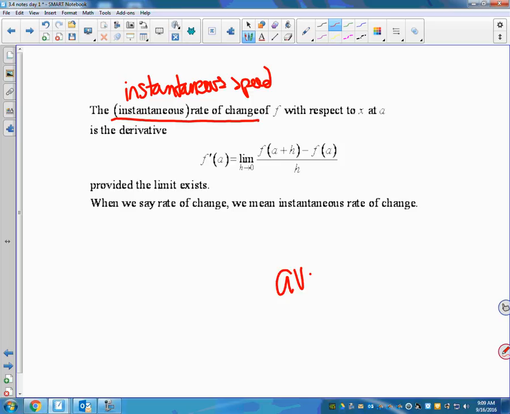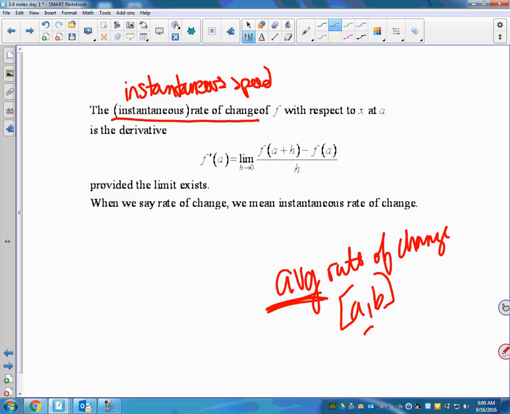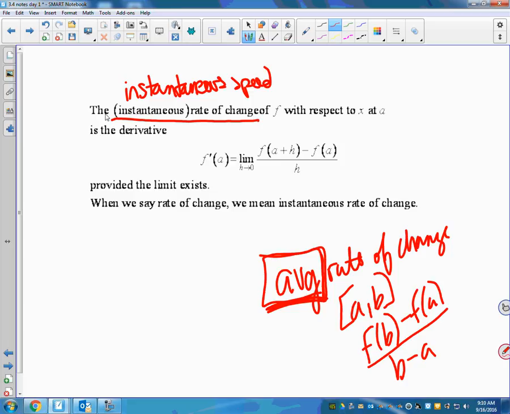If they say average rate of change, or average speed, or average velocity, that's not a derivative. That is just for an interval from a to b. It is f of b minus f of a over b minus a. It's just the slope between those two points. Or talking about speed, it's the total distance traveled divided by the total time. So again, looking for that word average tells you whether or not you're doing derivatives.